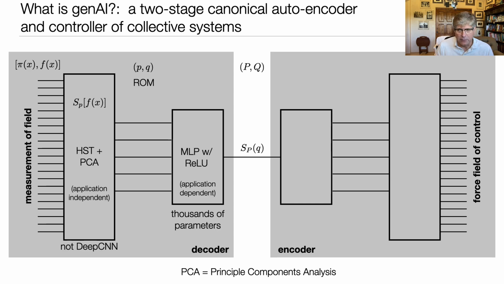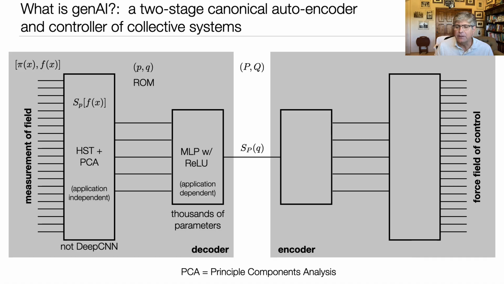Generative Artificial Intelligence, genAI, is a two-stage canonical autoencoder that is a controller of collective systems. Its input is a measurement of the fields, and its output is the force field of control. The first stage is the HST, followed by a principal components analysis, a PCA, giving the reduced order model. It is not a deep convolutional neural network with trillions of parameters as in the DQNs and GPTs.